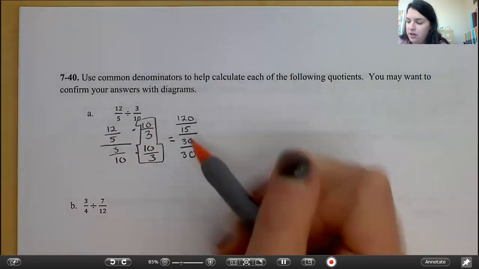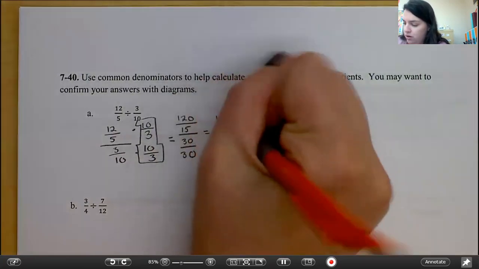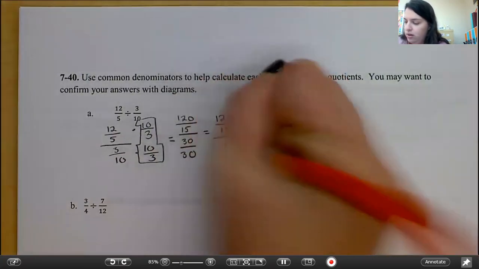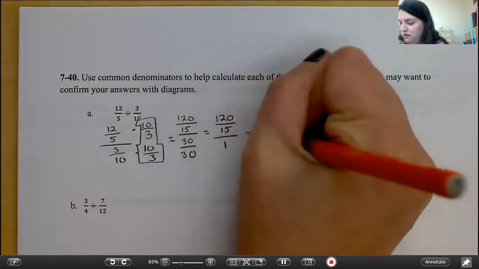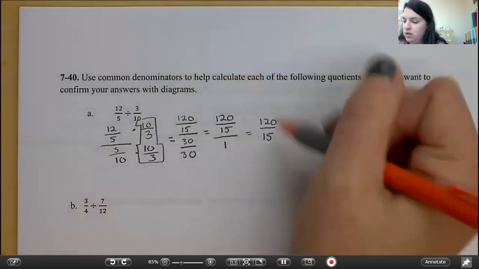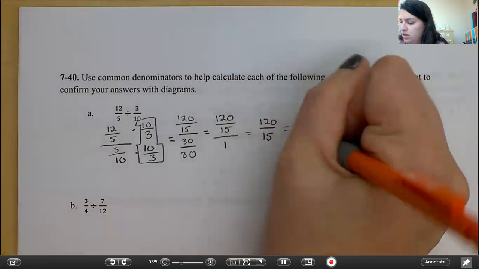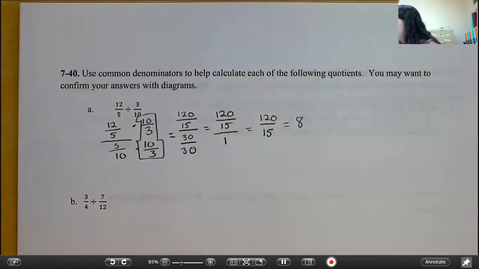So when we simplify 30 over 30, that's just 1. So we have 120 over 15 over 1, which simplifies to 120 over 15. We can simplify that again. How many times does 15 go into 120? It goes in 8 times. So 8 is your final answer.